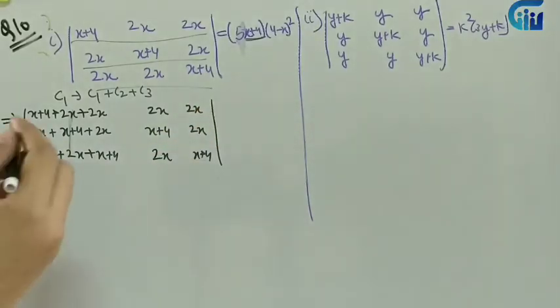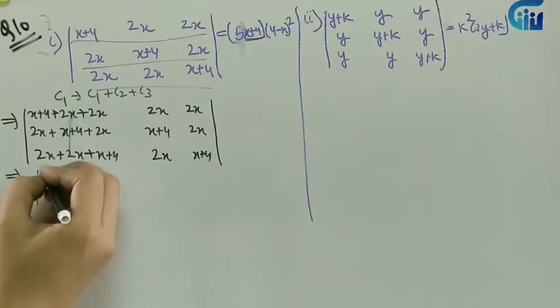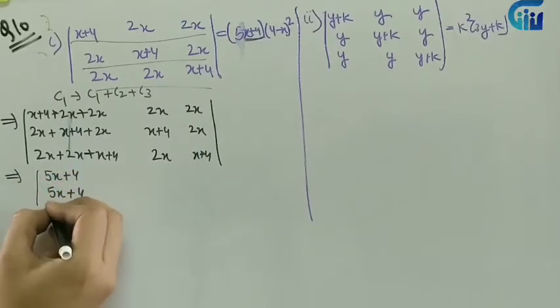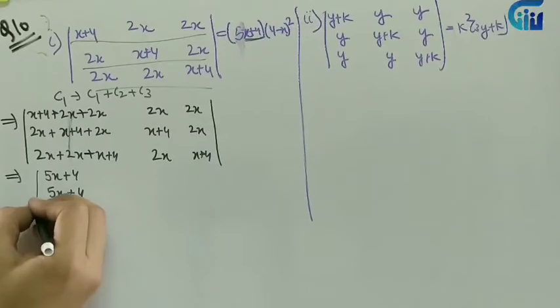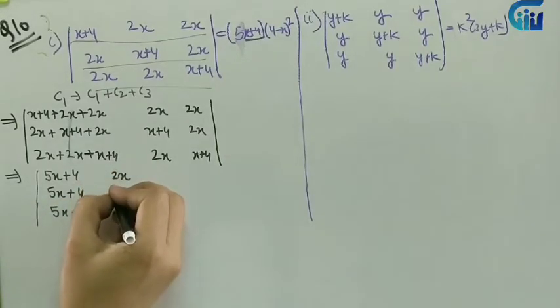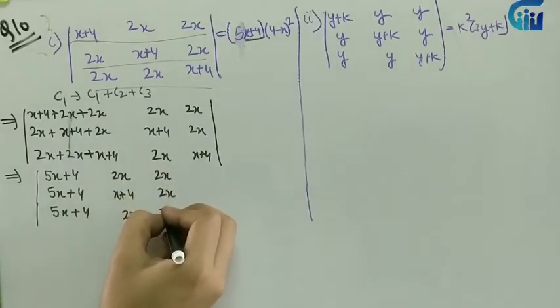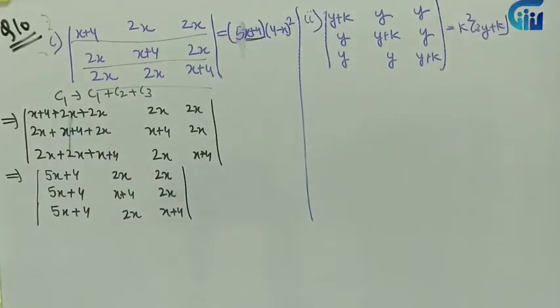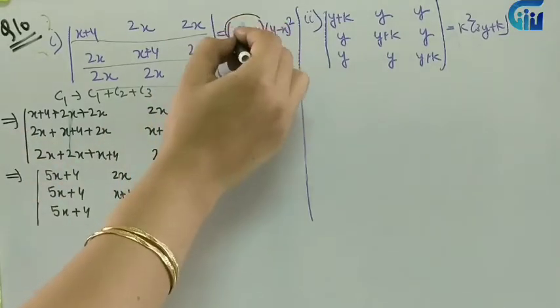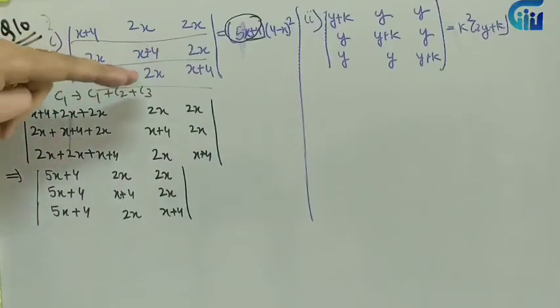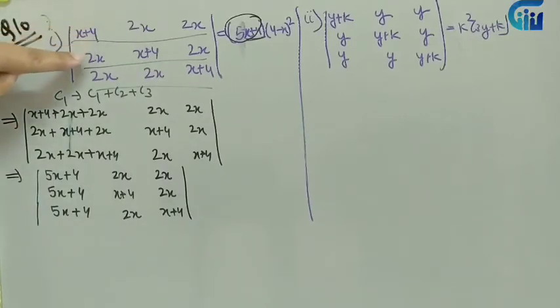So now, what do we observe? X plus 2x plus 2x will give me 5x. So what will I get? I will get 5x plus 4. This will be 5x plus 4 and this will be 5x plus 4. This is 2x, this is x plus 4, this is 2x, this is 2x, this is 2x, this is x plus 4. So what am I getting? I am getting the same term which is present in the right hand side, 5x plus 4 along column 1. The same result I will get if I add up along rows. See, x plus 4, 2x, 2x.